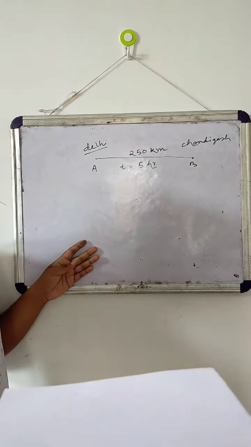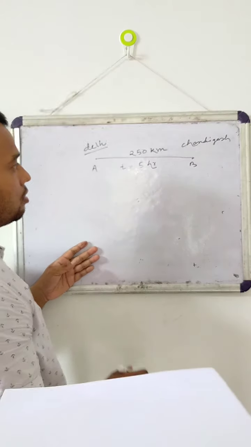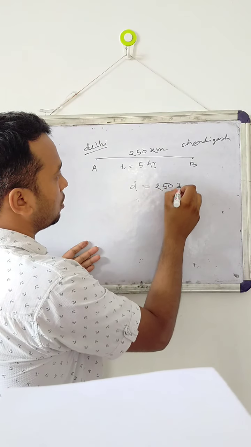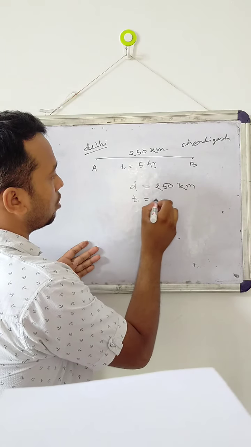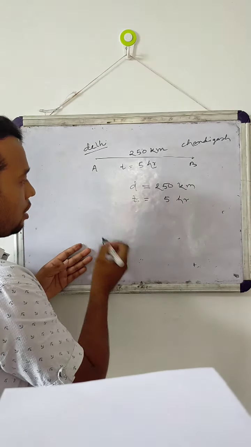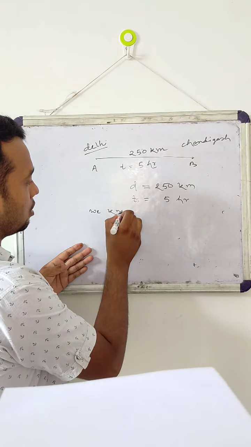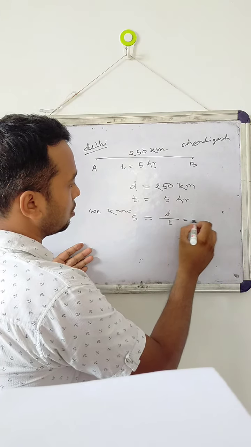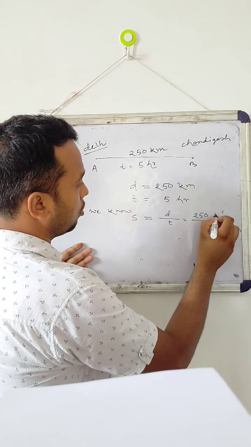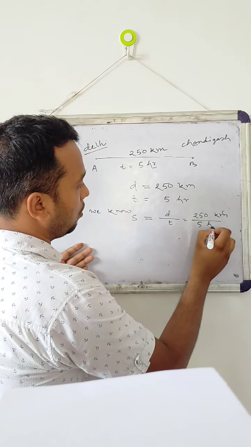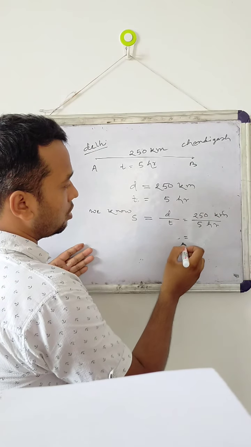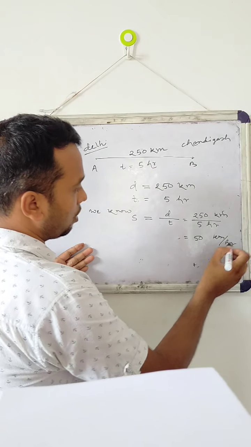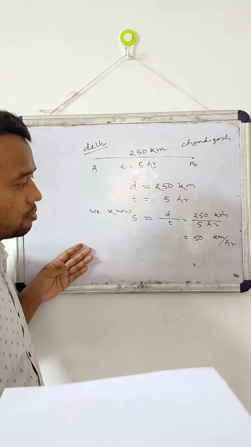Now we need to calculate speed. So how can we calculate? Here distance is given, distance equals 250 kilometers. Time is equal to 5 hours. And we know the formula is speed equals distance by time. So distance is 250 kilometers and time is 5 hours. If we divide, it will be 50 kilometers per hour.